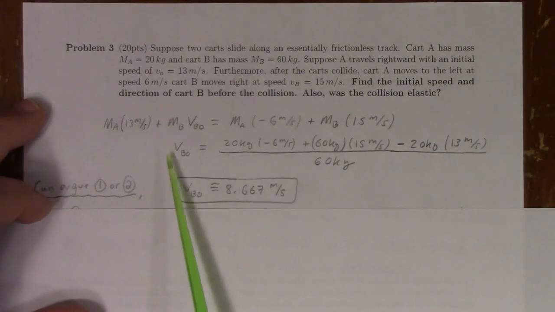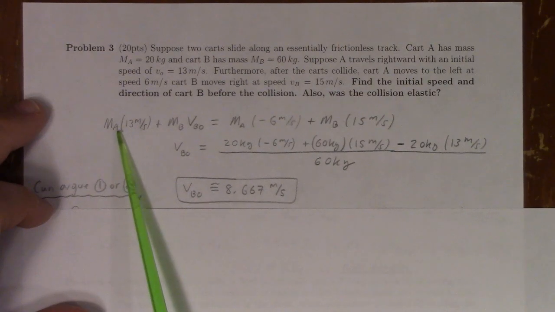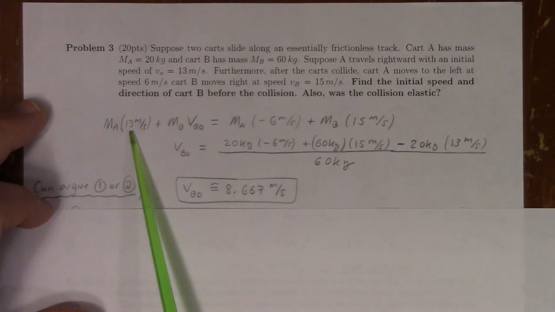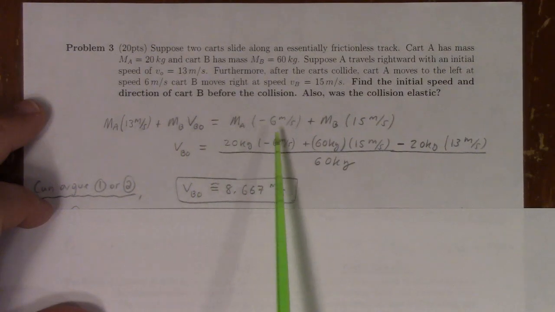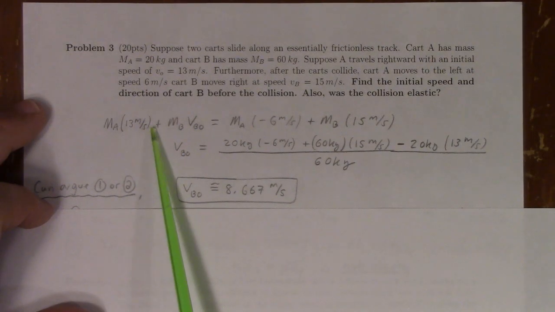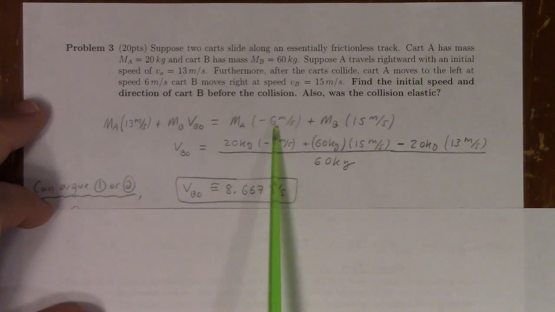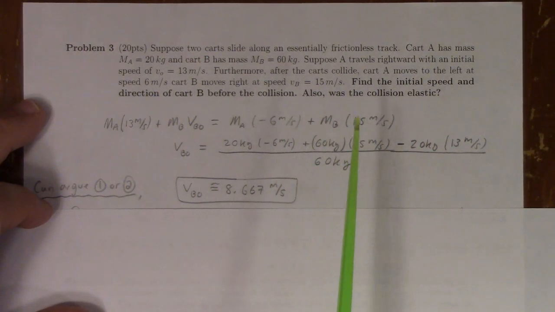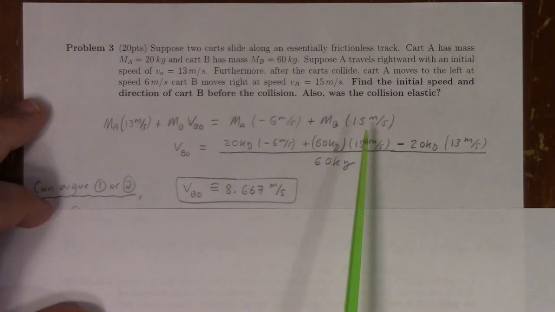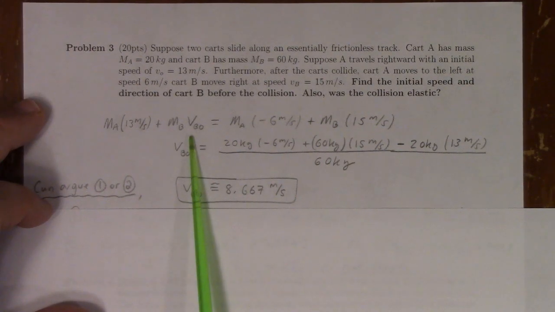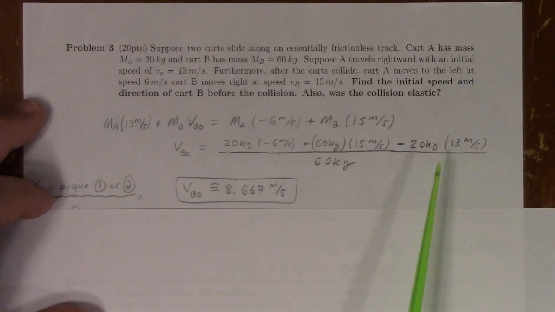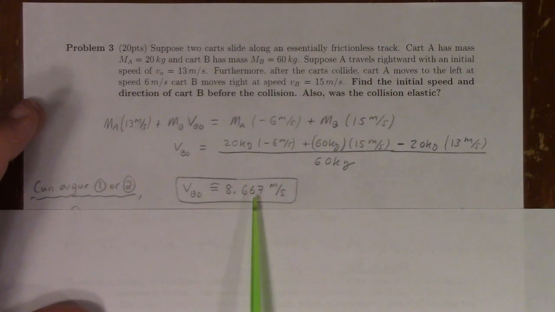All right, so anyway, this is one-dimensional, so we can set the momentum before equal to the momentum afterwards. I use plus for right, I use minus for left. So I've got plus 13 meters per second here, I've got minus 6 meters per second there. Not taking account of these signs would make your answer wrong. We don't know VB naught, we'd like to figure it out, so we solve for that by algebra, and that gives you this, which works out to 8.667 meters per second approximately.